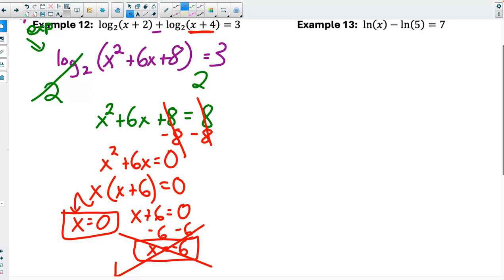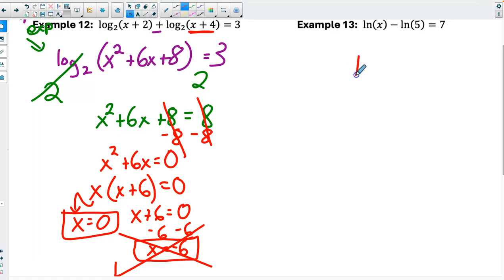Example 13. How do we start that problem? How do you condense that? You always want to condense or expand right off the bat if you are solving. So how do I condense that? Because it's already expanded. Subtraction means what? Yeah, put it as a fraction. I'll also say subtraction is like a fraction bar, right? So if I see that, it's telling me that I'm going to have a fraction because I'm going down below.